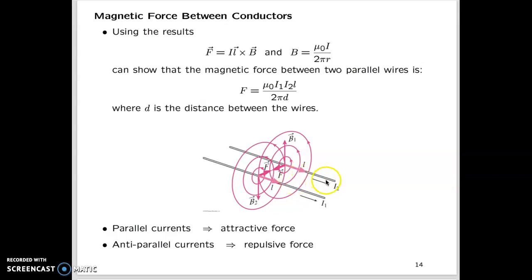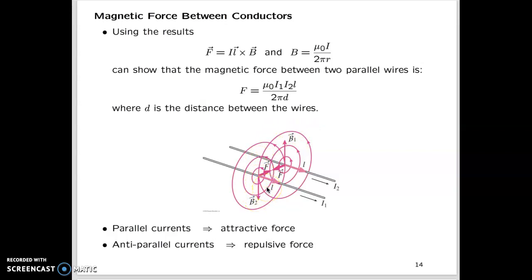You could say, well, current I2 creates its own magnetic field, so those are the field lines that are concentric circles around this wire. One of these circles happens to intersect current I1. The direction of the magnetic field caused by current 2 is in this direction, using the right-hand rule that we just talked about. That means for this field line right here that I'm tracing out, right at this point it is pointing downwards.